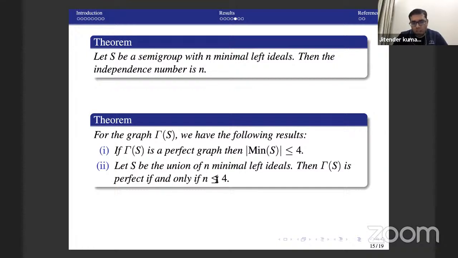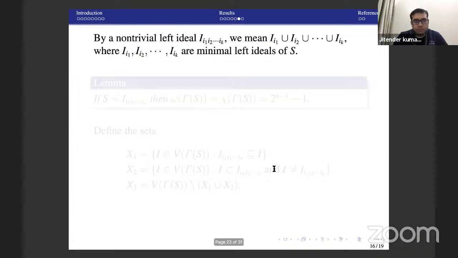So basically when S is a union of n minimal left ideals, we have done a complete classification for perfectness. In general we are able to say only one side result. S is a union of n minimal left ideals, which basically also covers a bigger class of semigroups. Basically all completely zero simple inverse semigroups are part of this class. Okay, this notation I have already introduced to you. So I with suffix I1, I2, Ik means union of these minimal left ideals.